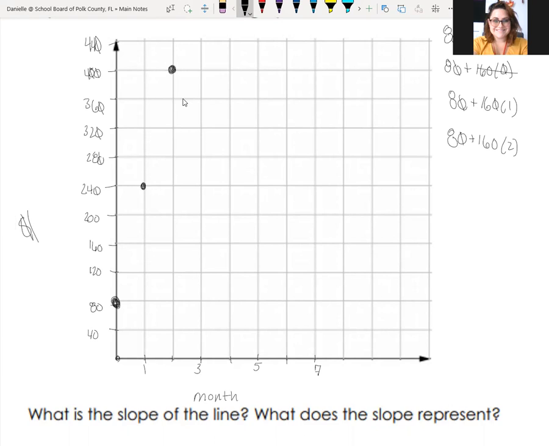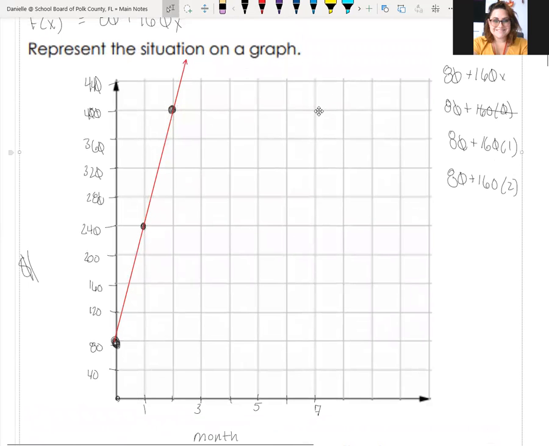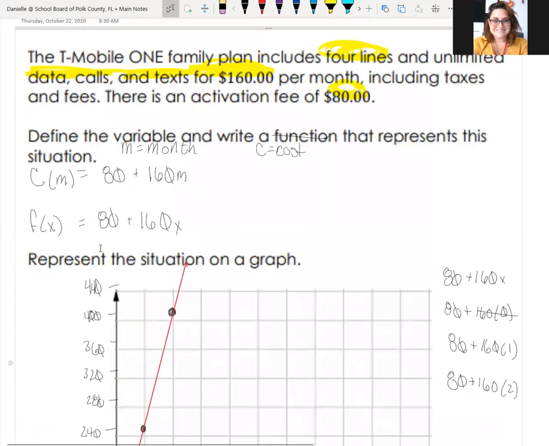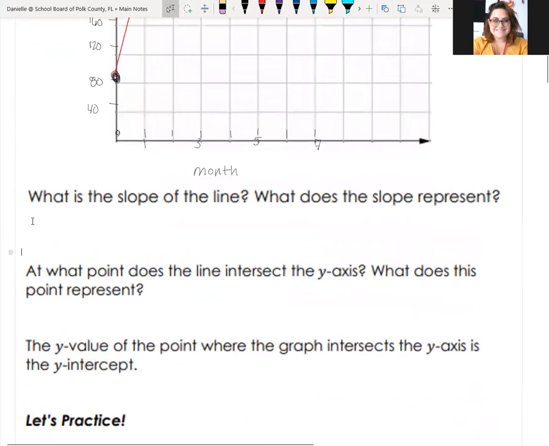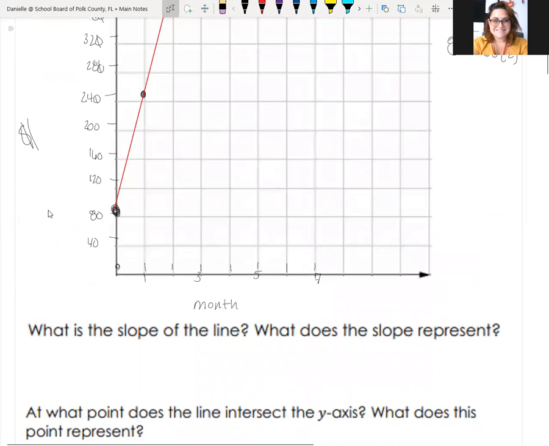And now that we have enough points, we can go ahead and put that nice line down. Now this time we're not starting at 0, we're starting at 80. And our graph would look something like that. What is the slope of the line? I missed that dot, but we know it's going to be from here, and it's supposed to be here. So it's going to be over 1 and up how many? Up 40.